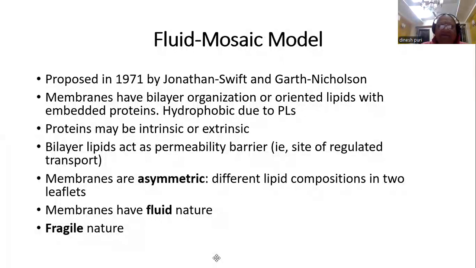So finally, the fluid mosaic model, which is still widely accepted with some modification, by Singer and Nicolson. We have discussed bilayer organization with oriented lipids. We'll be talking about what we mean by oriented. Embedded proteins. And it is hydrophobic because of long hydrophobic tails. Proteins may be intrinsic, extrinsic, and they perform a variety of roles.